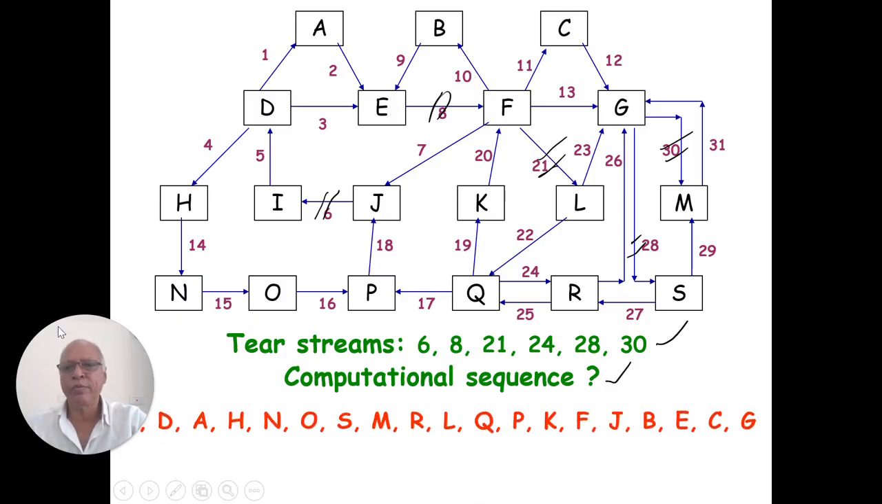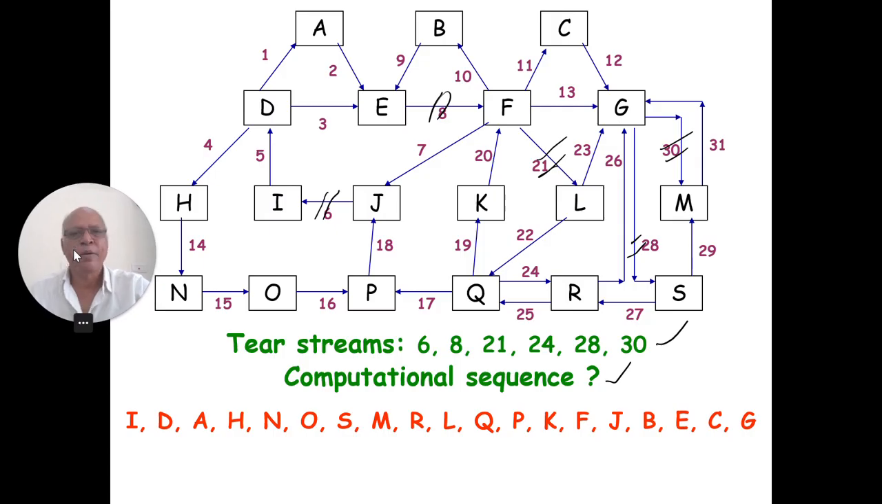You have I. Where is unit I? Because I am tearing 6, this is the only input to unit I. So I will be able to solve I to calculate 5. Once I know 5, because this is the only input for D, I will be able to solve D to calculate 4 and 1 as well as 3. Then A, this is the only input to unit A, so I will be able to calculate 2. But will I be able to calculate E? I don't know 9, so I may not be able to calculate E.